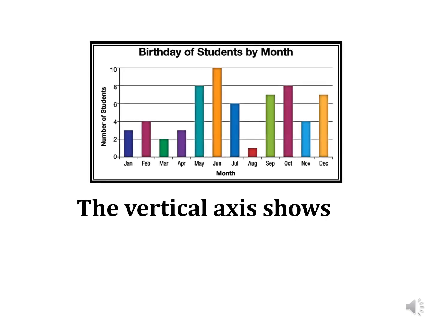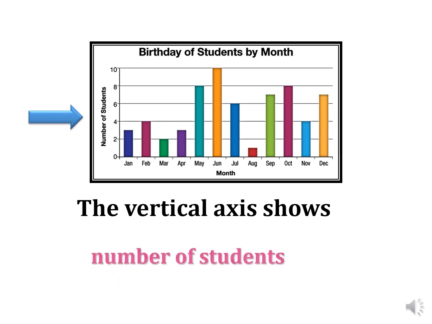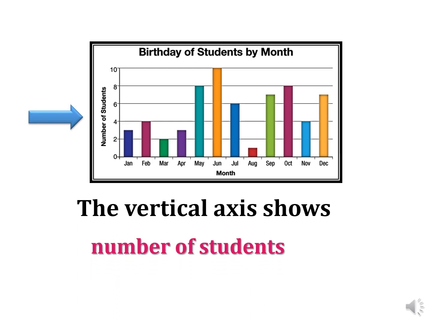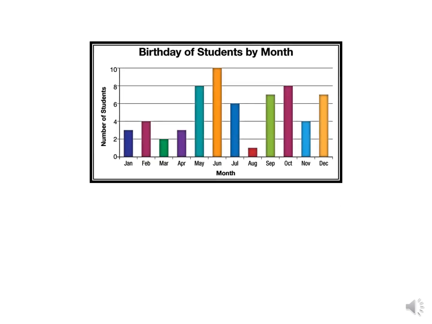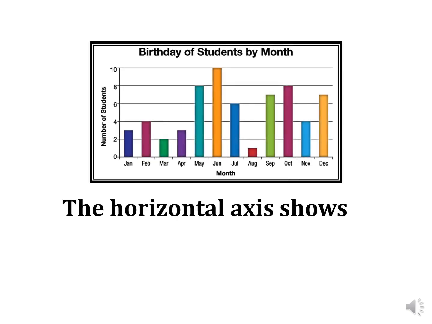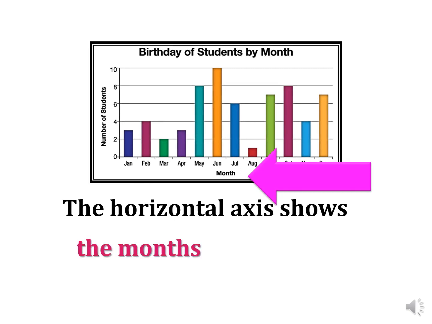The vertical axis shows... altogether you have seen that one. Already you have seen that answer. The vertical axis is here. So I am giving the answer. The vertical axis shows number of students. And on the other hand, the horizontal axis shows months.